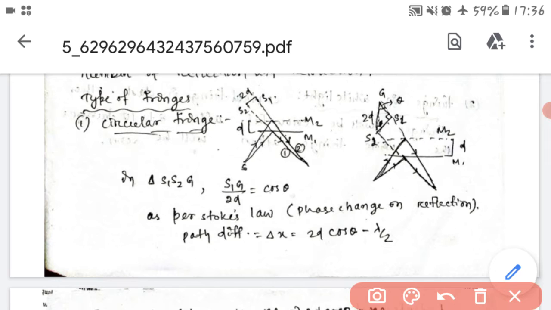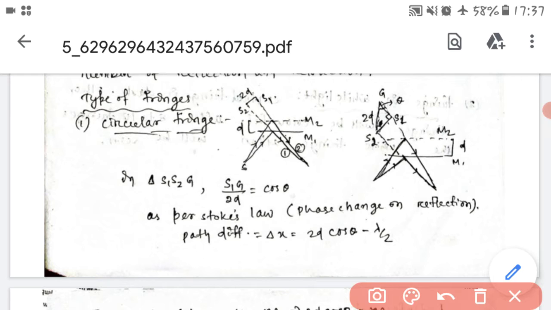Now we will make a perpendicular from S1 to S2, and we can see that from this distance they have traveled equal path. And now in triangle S2 S1 G, it is a right angle triangle, and S2G is 2d, and the angle S2G S1 is theta. Then we know that S2G by 2d equals cos theta, and we can calculate the maxima and minima from this case. We know path difference.